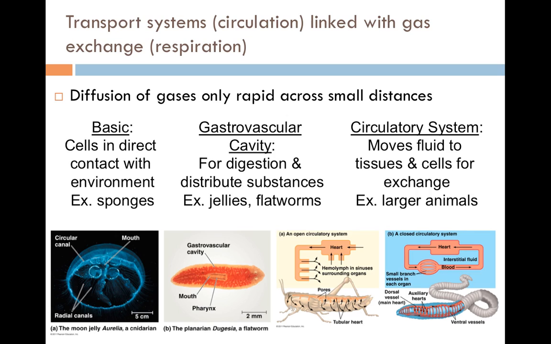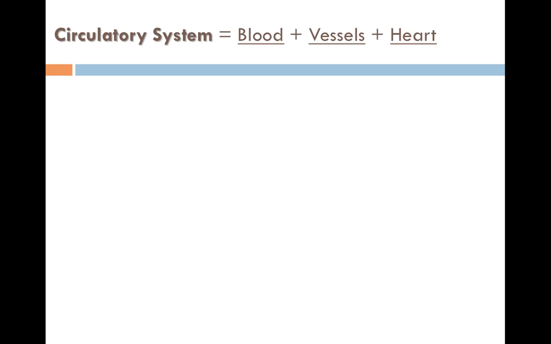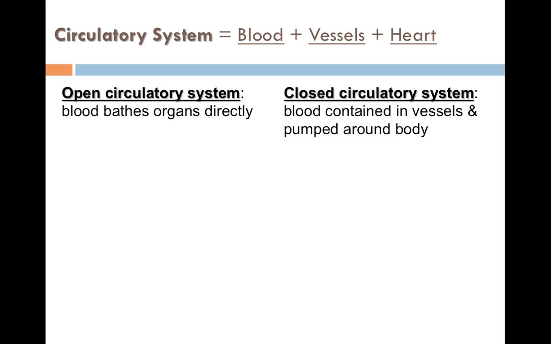And then the circulatory system is in more complex vertebrates. This is when the fluids and tissues exchange gases, and this is what we as mammals do. So your circulatory system is made up of your blood vessels and your heart. An open circulatory system is when the blood bathes organs directly. It's almost like the organs are sitting in the blood. Closed is where the blood's contained in vessels and pumped around the body, and that's what we have.